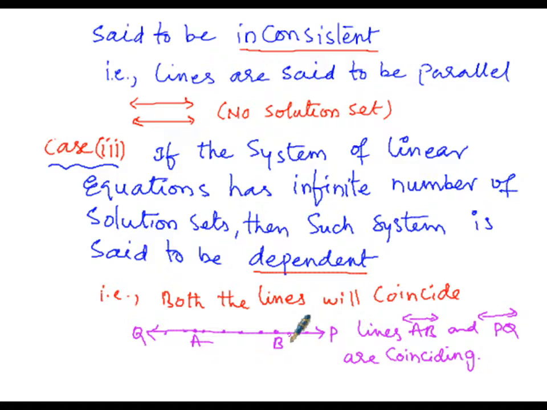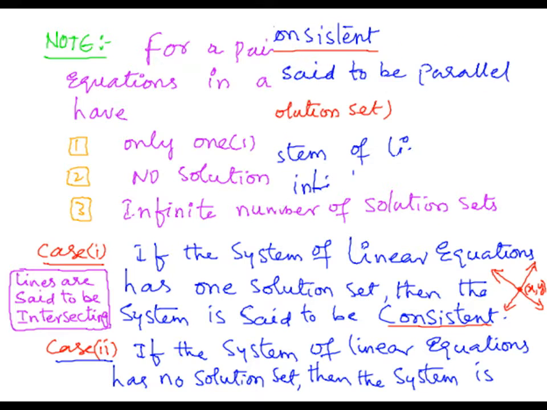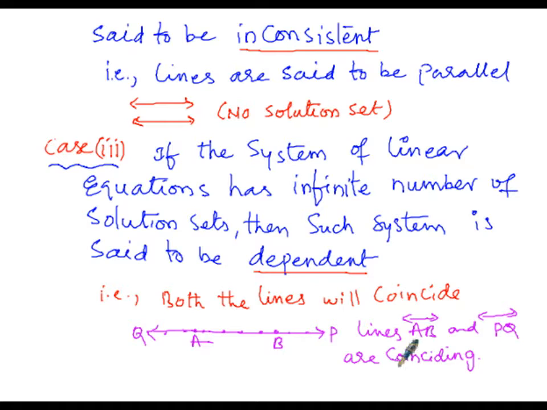There are no solution sets in the second one, that is parallel lines, whereas in the first one, intersecting lines, we get one solution set. In the second case, the parallel lines, we get no solutions, and in the third one, that is coinciding lines, the system will be called a dependent one, and it has an infinite number of solution sets.